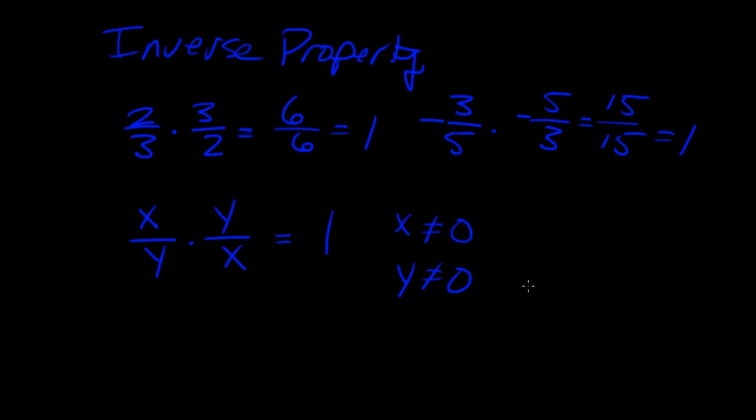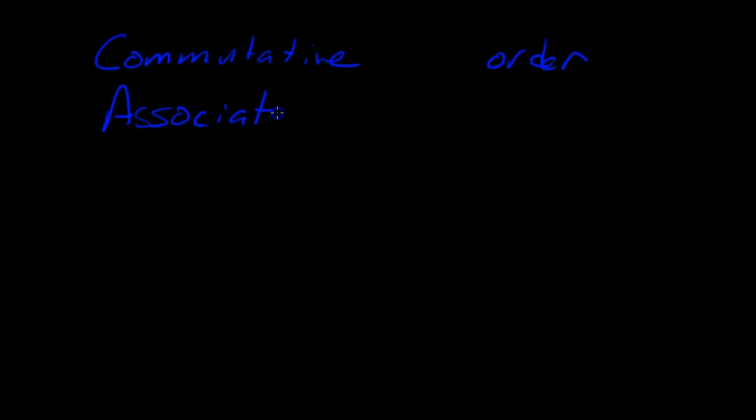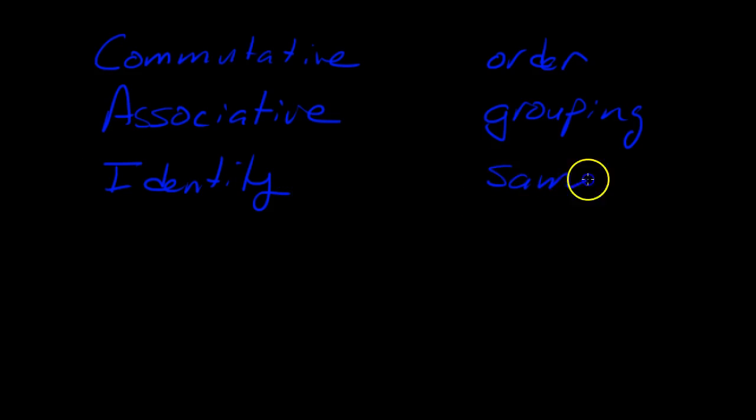So those are the 4 properties that we discussed. Just to summarize, we talked about commutative, which is about order. We talked about associative, which is about grouping. We talked about identity, where things stay the same. And we talked about inverse, where things cancel out.